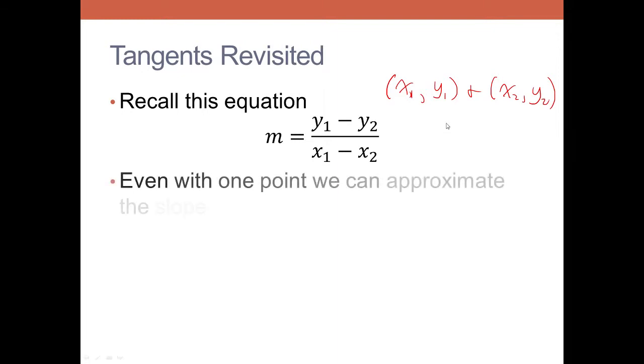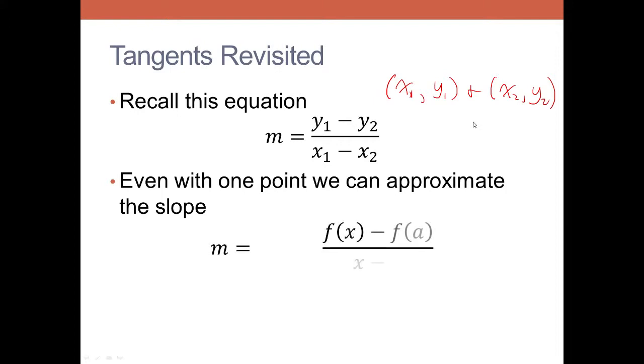However, even with only 1 point, we can always approximate the slope by picking an arbitrary point that is very close to the point that we're trying to investigate. And we came up with this particular equation. So f of x is basically, this is my y1, this is my x1, and then we just pick an arbitrary point. So a is an arbitrary point that is close to x.